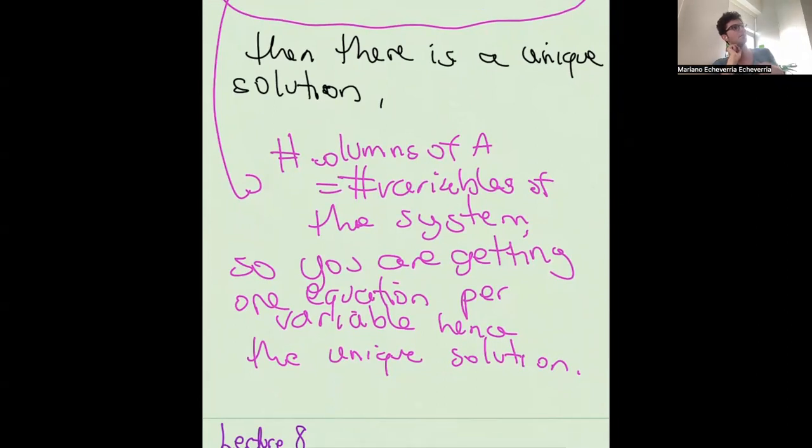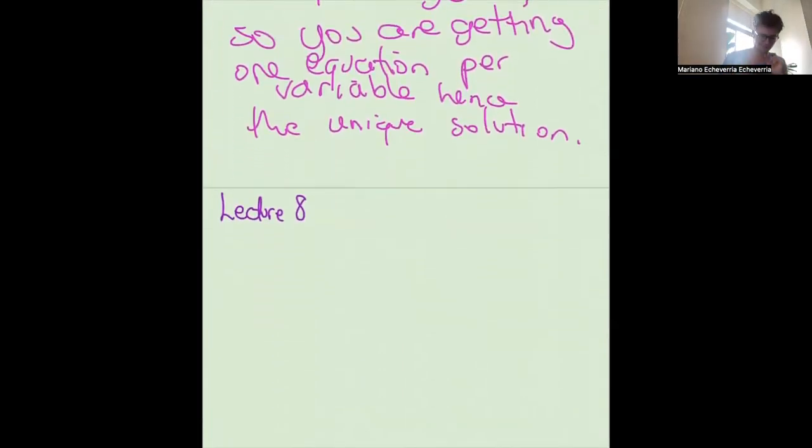Okay, so rank equals number of columns is a unique solution, and the case I haven't done yet is when the rank is less than the number of columns. In that case, there will be infinite solutions. So let's talk about the infinite solution case.